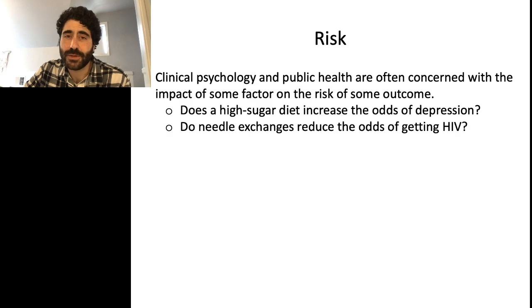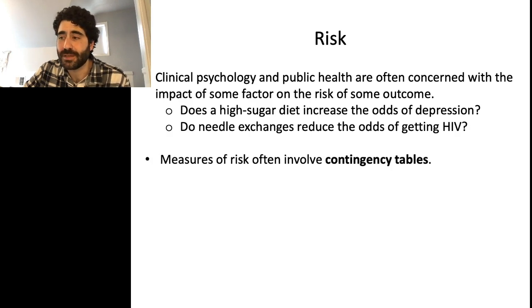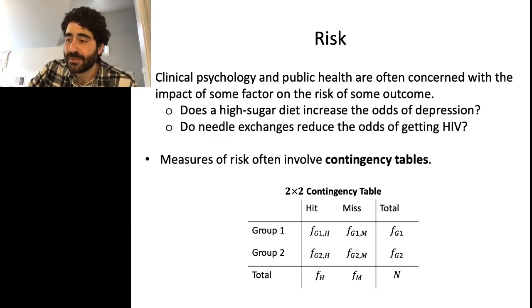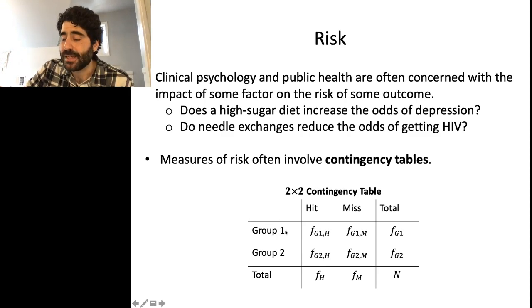And so usually the way we're going to derive effect measures here is from contingency tables. These are kind of similar to what we looked at in the chi-squared lecture, where we have people in the rows, people that are in different groups. This group might be people on a low sugar diet versus a high sugar diet, for example, or maybe a county that has a needle exchange versus one that doesn't. And then in the columns, we have our outcomes, right? So we have hits, meaning the outcome occurred, and misses, meaning the outcome didn't occur.